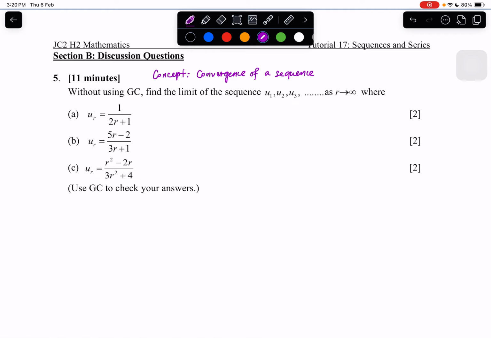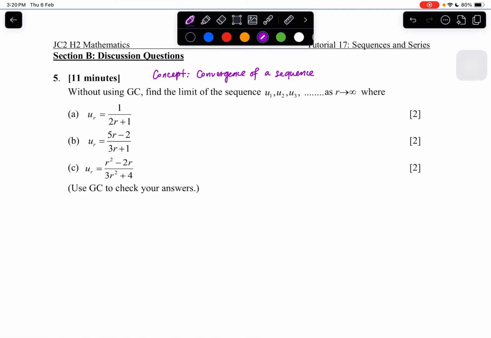The convergence of a sequence is that we want to find the limit of the sequence as the term goes to infinity, as the term goes very far, whereas the convergence of a series talks about whether we are able to sum to infinity or not, whether a sum to infinity exists. So there's a difference between convergence of a sequence and convergence of a series, as mentioned in our summary lecture.